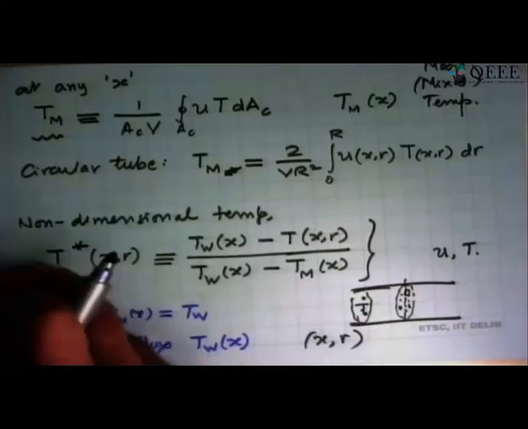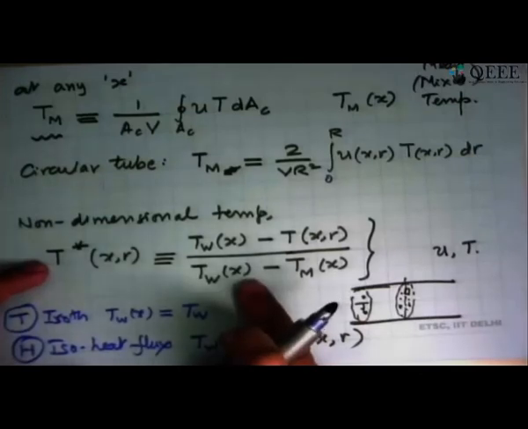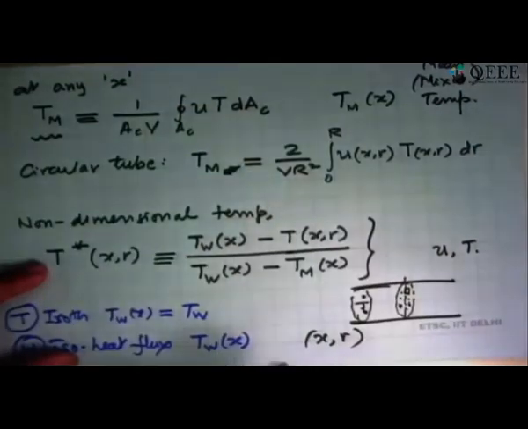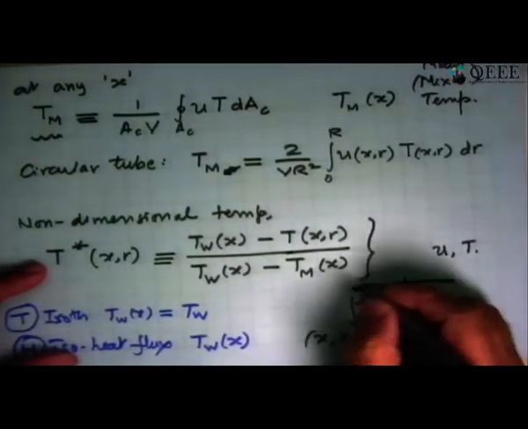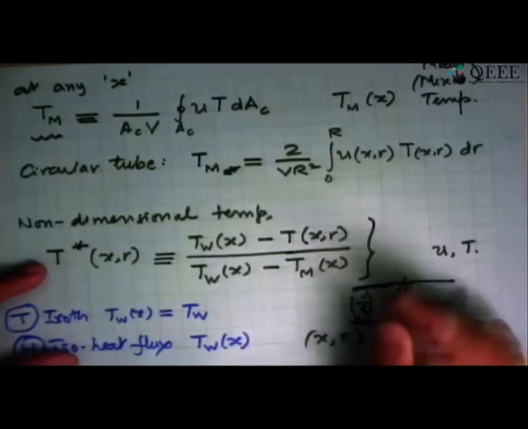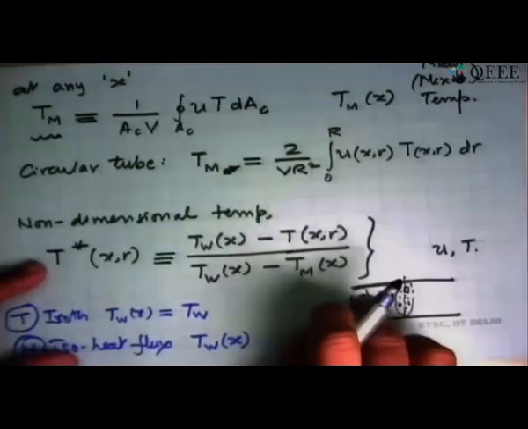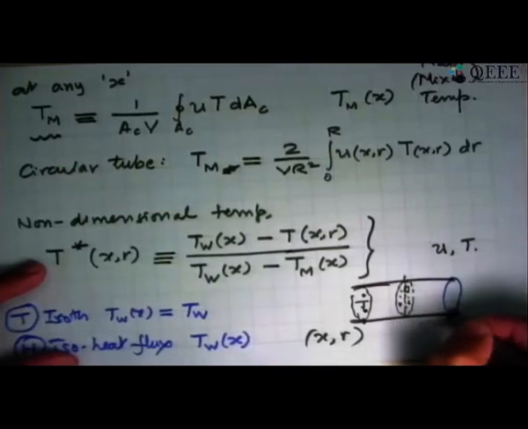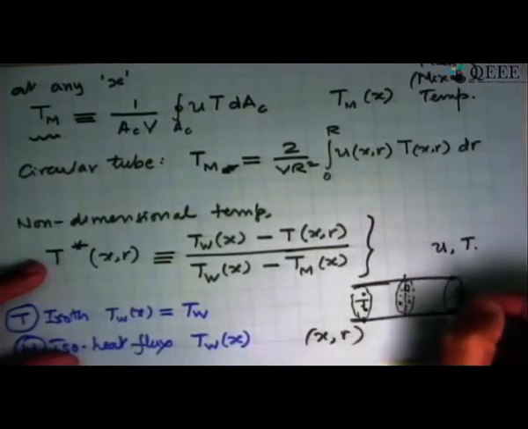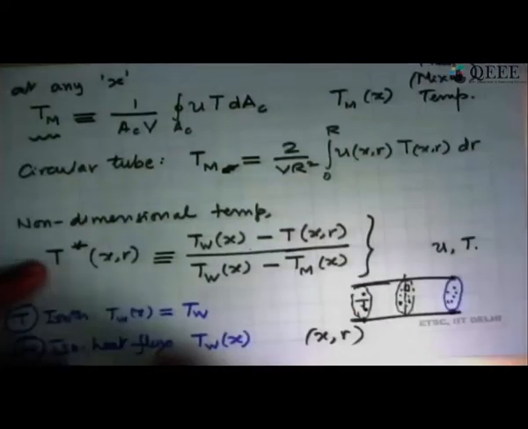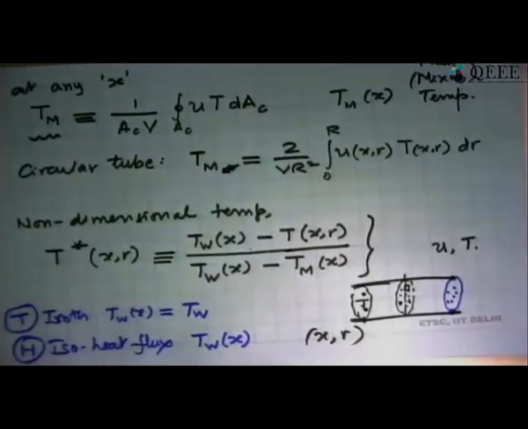We are non-dimensionalizing it in such a way that we have both x and r coming explicitly into the expression. So if I have to normalize the temperature in this plane, I have to get Tw(x) at this point and Tm(x) for this area and normalize it on that. At another location, we have to get Tw(x) at that point, the mixed mean temperature for that area, and then we normalize it on that temperature. So that is what this temperature definition is.